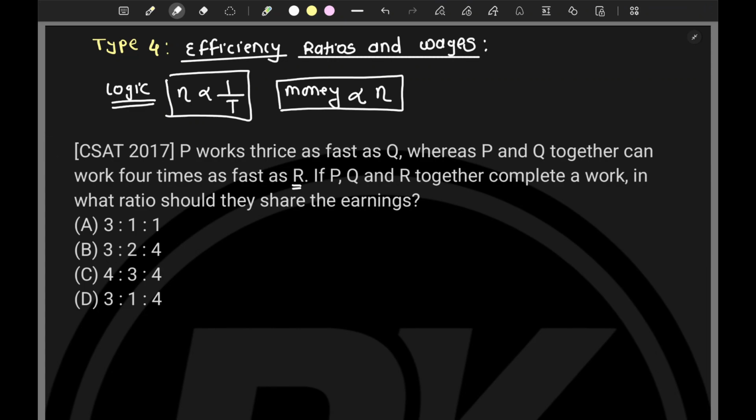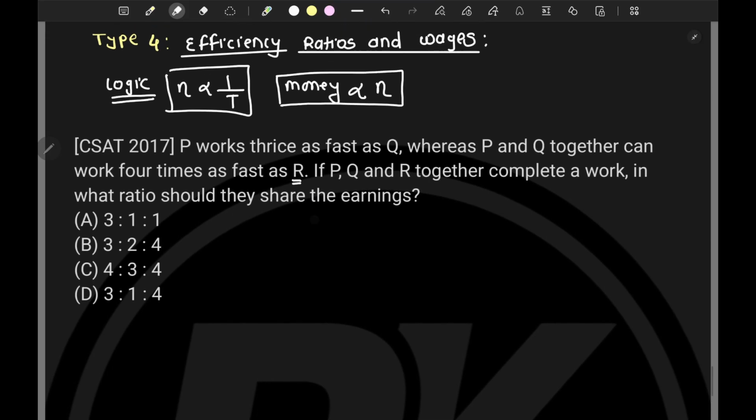Let's start with type 4. Now type 4 is efficiency ratios and wages. So here is the logic. We have already seen that efficiency is inversely proportional to time, right? If the person is more efficient, he or she will take less time to complete that particular work, and hence the relation is inversely proportional. And we know we are ready to pay more money to a more efficient person, right? Because he is completing more work in less time, and that's why we will pay more money for a more efficient person, and hence money is directly proportional to efficiency.